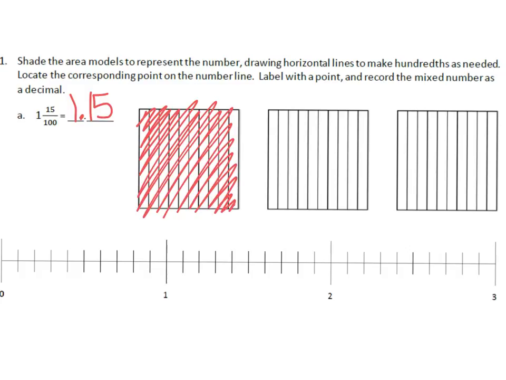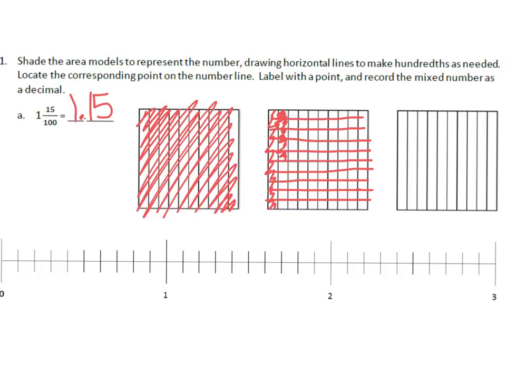Since we have tenths in the second square, we need to draw horizontal lines to make hundredths. We will need to draw 9 lines to make 10 rows. So 1, 2, 3, 4, 5, 6, 7, 8, 9. They're not going to be perfect, and that's okay. Now we can shade in 15 hundredths. So here would be 10, and now I'm going to shade in 5 more.